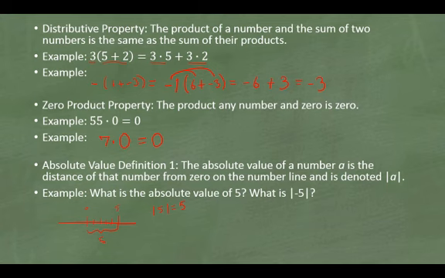What is the absolute value of negative 5? Absolute value of negative 5. It's the distance of that number, 1, 2, 3, 4, 5. There's negative 5 from 0. That's a distance of 5. So the absolute value of negative 5 is 5. Notice the distance is always positive. This distance is positive. This distance is positive. So the absolute value of any number is always positive.